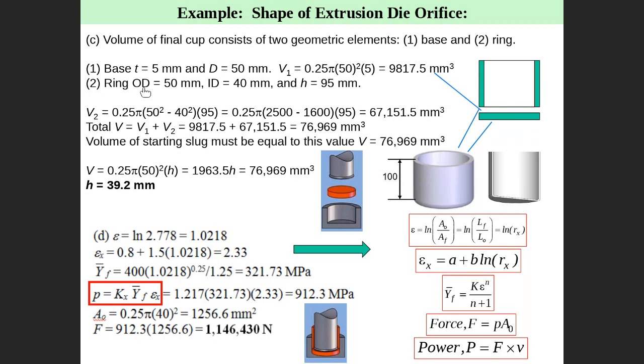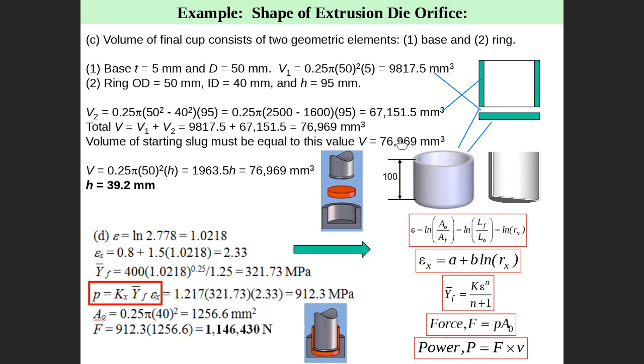This is the outer, this is the ring, the hollow ring. This is the diameter of the hollow ring. Outer diameter 50, inner diameter 40, and the height here is 95. Then you get the volume. This is the volume of the ring. Then you can obtain the total volume, which is the volume of the ring plus the base.